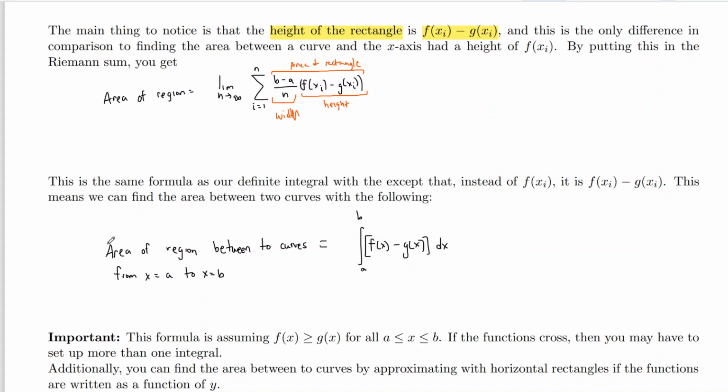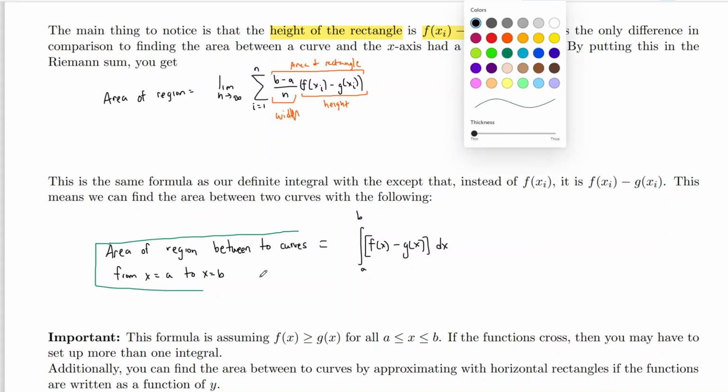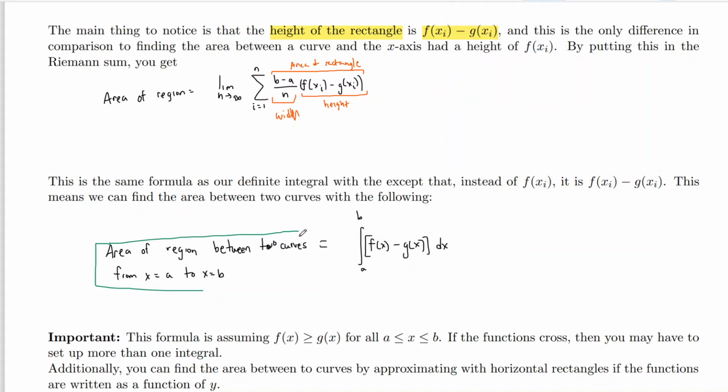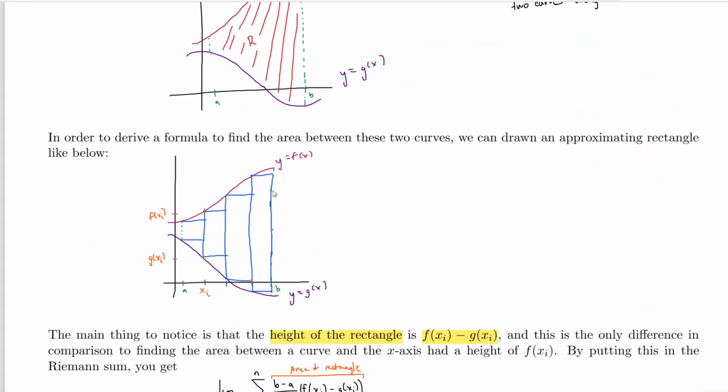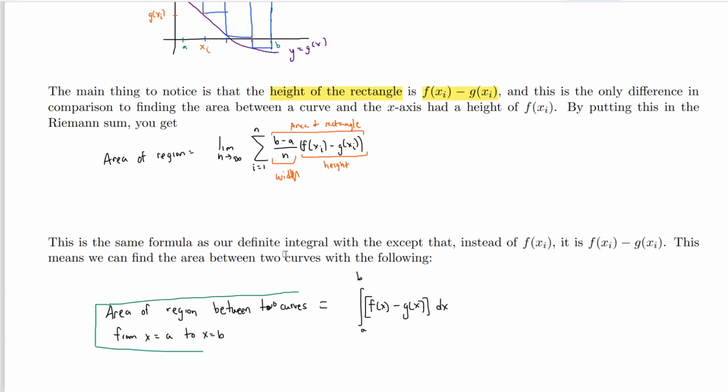So it says the area of the region between two curves, and that's the incorrect spelling of two, from x equals a to x equals b is given by the definite integral from a to b of f of x minus g of x dx. Now, there's a very important thing about this formula, and it's also in the way I drew the picture. It's that f of x is bigger than g of x on the entire interval a to b, so it's always above it.